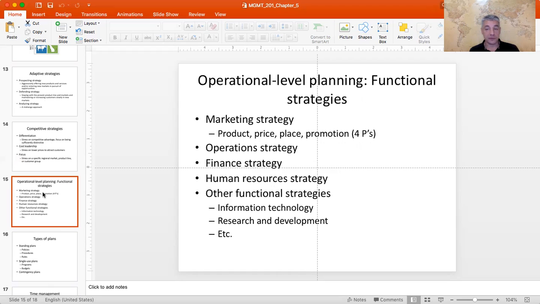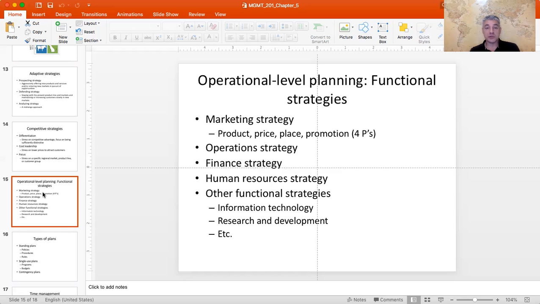At the operational level, planning has to do with functional strategies that in turn have to do with different business functions. And we talked about that previously, right? Functions like marketing, operations, finance, human resources, IT, R&D, things of that nature. With marketing strategy, it effectively boils down to the so-called 4 Ps. If you've taken any marketing classes, you know them by now. If not, 4 Ps stand for product, price, place, and promotion.